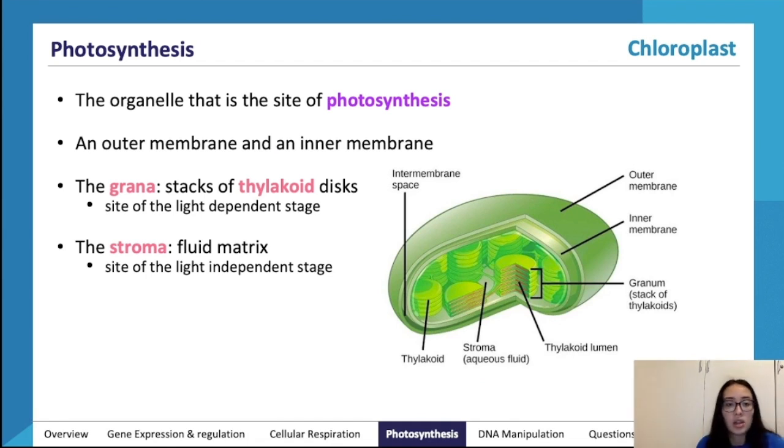So what is a chloroplast? A chloroplast is an organelle, which is the site of photosynthesis. It's got two membranes, so it's a double membrane bound organelle. And within the chloroplast, you've got grana. Grana are stacks of thylakoid discs. And so you've got the site of light-dependent stage occurring here. You've also got stroma. So stroma is the fluid-filled space around the thylakoid stacks. It's a site of light-independent stage.